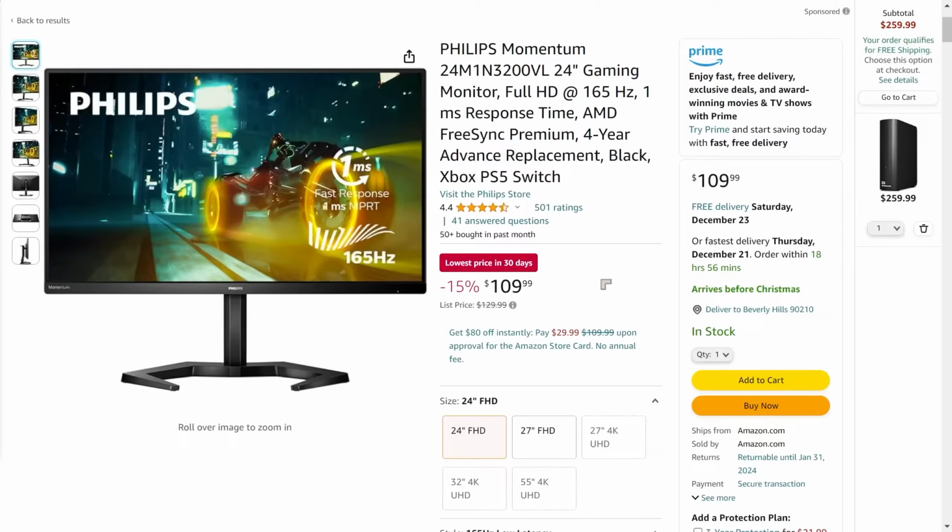We want to take a look at larger displays, and the one that I'm going to recommend next is going to be a QHD monitor, and the specs on that monitor are absolutely wild.